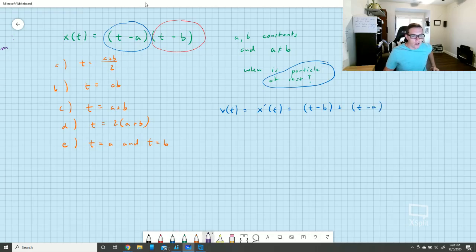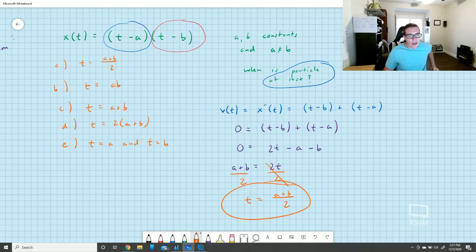Set that equal to 0. Set the velocity equal to 0, and let's solve for time. So 0 is equal to 2t minus a minus b. I'll add the a and the b over to the other side, and I'll divide by 2. So t equals a plus b over 2. That's the time that would cause the velocity to be 0 for whatever values of a and b are, and we don't know what they are. That's it.